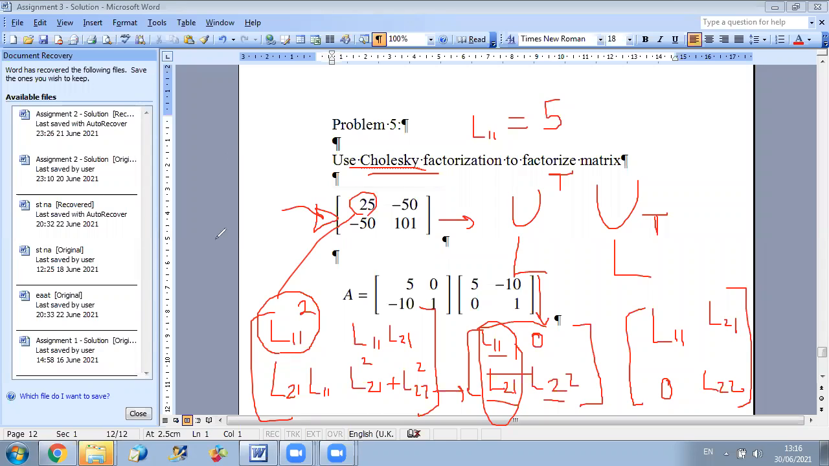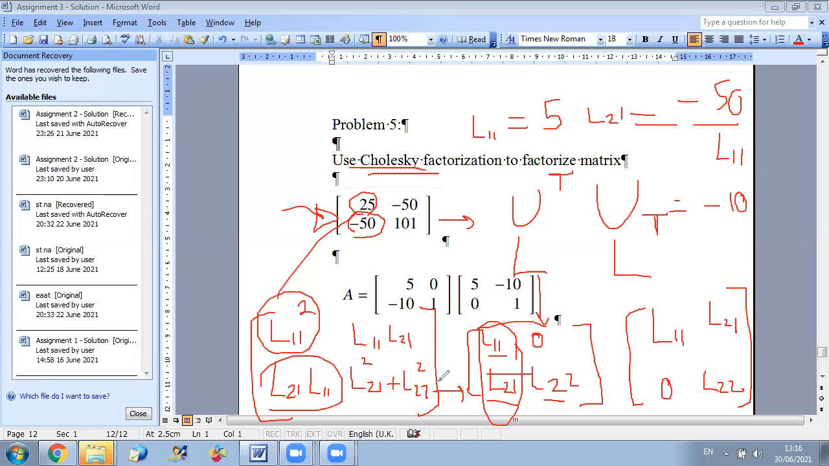Now we can also take minus 5. Both are correct. You can see that you might have several possibilities, so I take one of the possible solutions. L11 equals 5. Then I can determine L21, because L21 times L11 is equal to minus 50. So L21 is equal to minus 50 over L11, meaning minus 50 over 5, which is minus 10.